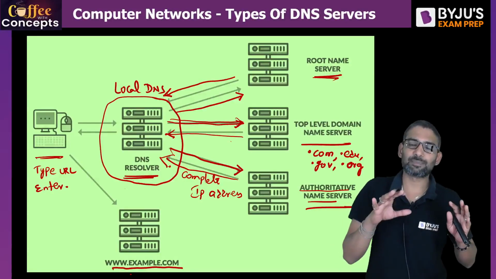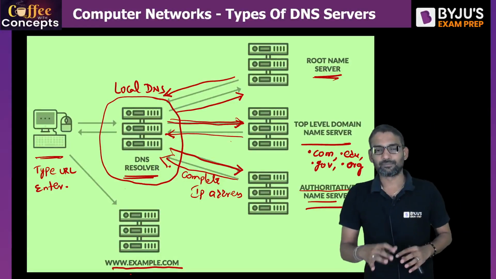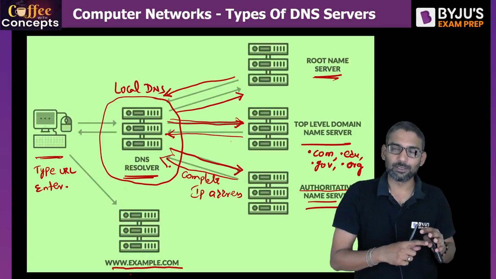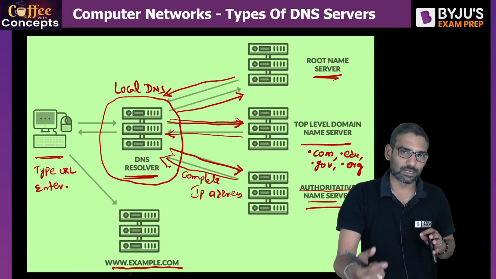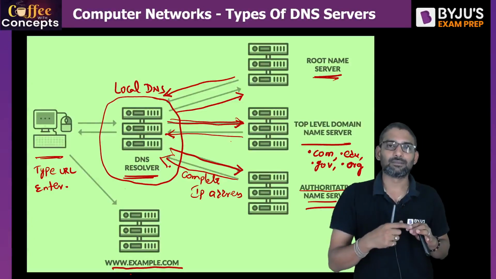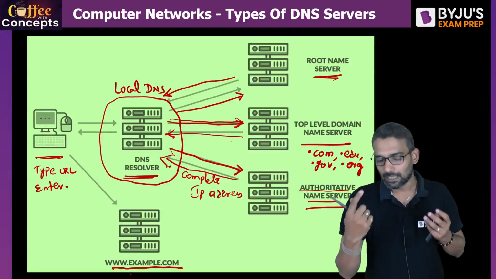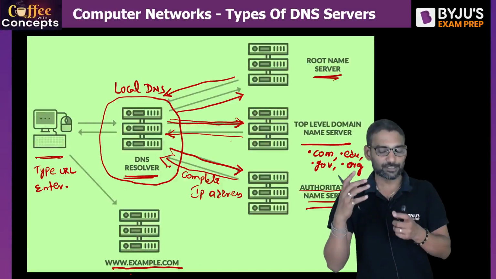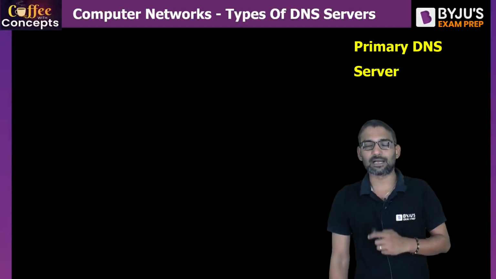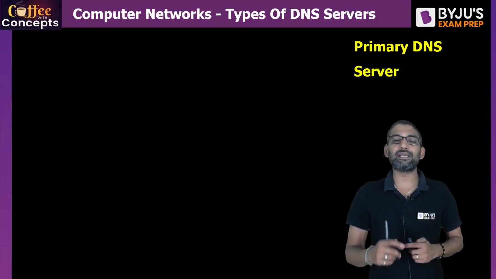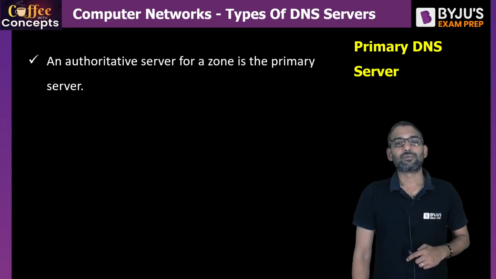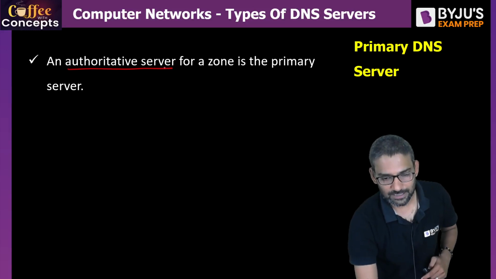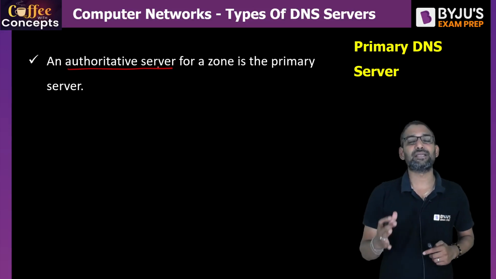As per one classification, these are the 4 types of DNS servers we have: resolver, root level, top level, authoritative. And as per the other classification: primary, secondary, caching. What are they? Quickly let us understand. First, the primary DNS server. The authoritative server, we call this the primary DNS server.